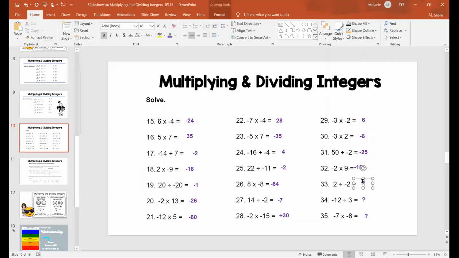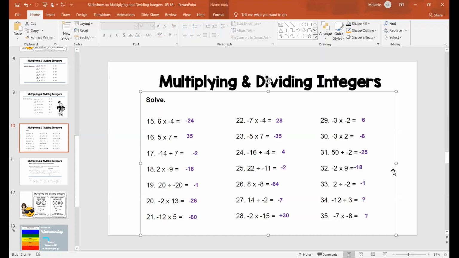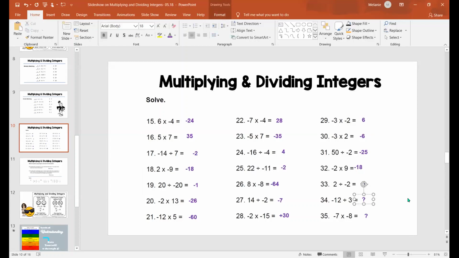Any number divided by itself is 1, but one of these is negative, so that means the answer is also negative. So that's a negative 1. And then the last two, 34. I know 12 divided by 3 is 4. One of them is negative, though, so that means the answer is also negative. And then both of these are negative, so I know my answer is going to be a positive answer.